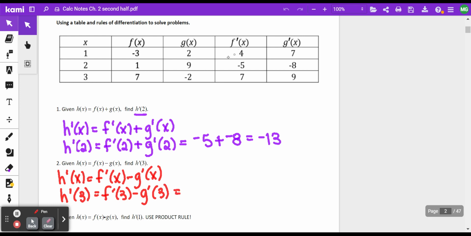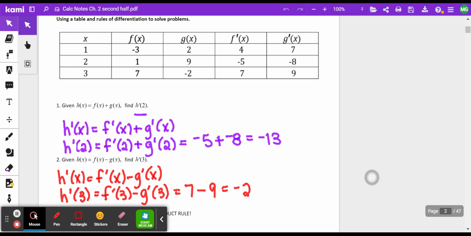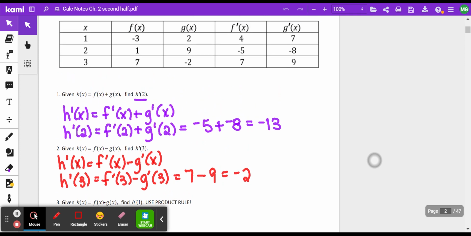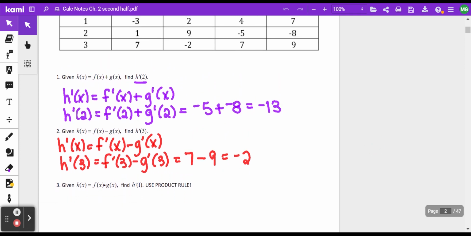So f prime of 3 is 7, minus g prime of 3, which is 9. So we get negative 2 for that value. Okay, so far so good. Hopefully that's making some sense. We're going to have to be scrolling up and down for this, so I'll try to keep this one here at least for now.